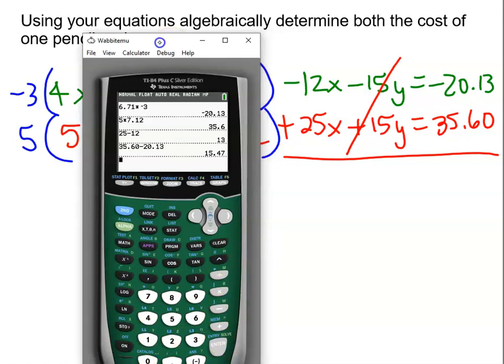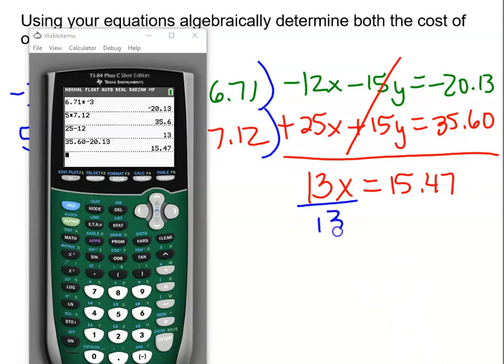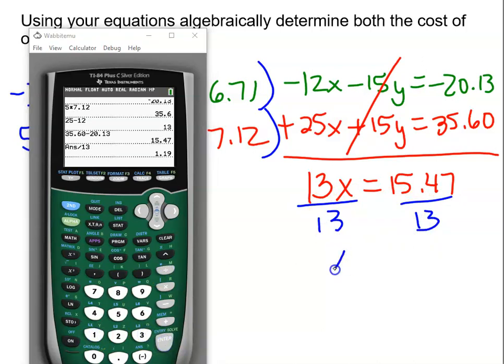All right, now I know you might be thinking, why are you using your calculator to do 25 minus 12? You know why? Because I don't want to make a mistake. So there's no shame in that. So we have 13x equals 1547. And then I'm going to finish this off by dividing by 13. And it looks like I get x is equal to $1.19.